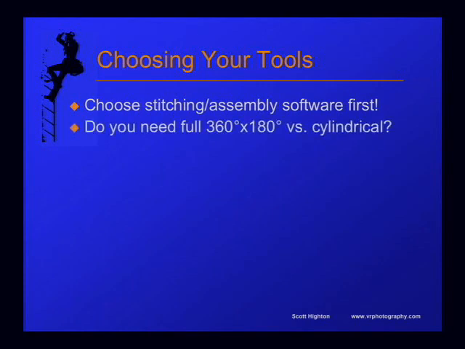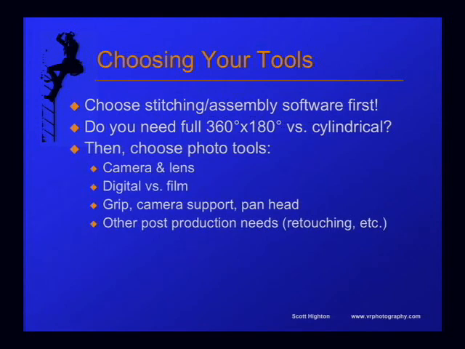That involves deciding, do I need a full 360 by 180 panorama, or am I just going to deal with a cylindrical one? Is it a horizontal or more of a viewpoint that's better? And then after that, I'll choose the camera, the lens, whether I'm shooting digital or film, all those other things. Most of us will at some point do this backwards, particularly as you're starting out, when you say, well, I've got this camera and I've got this lens, so what can I do to use it? And that's perfectly fine.